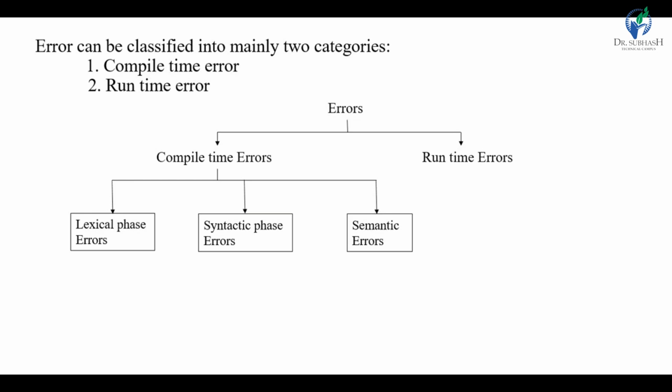So these are the basic types of error. In your GTU exam, sometimes it is asked like categorize the types of error or explain the basic types of error. So first, what is error? Classification in two different types, compile time error and runtime error. And compile time errors are classified into three different phases: lexical phase error, syntactic phase error, and semantic errors.